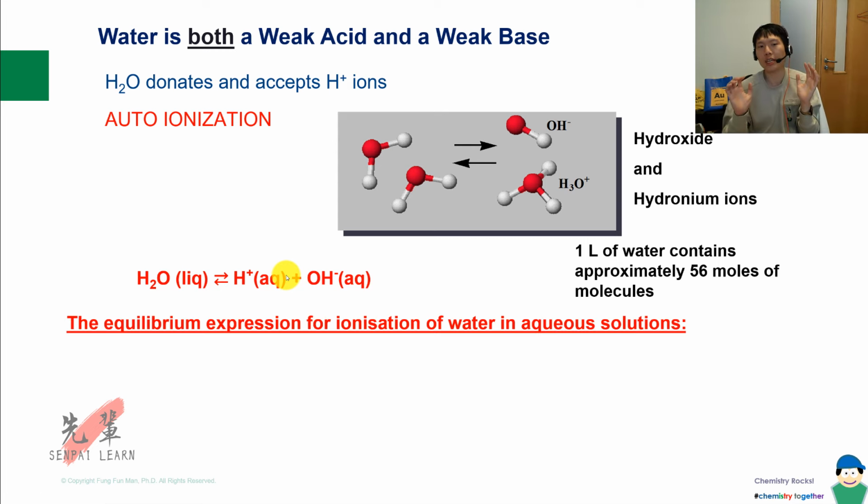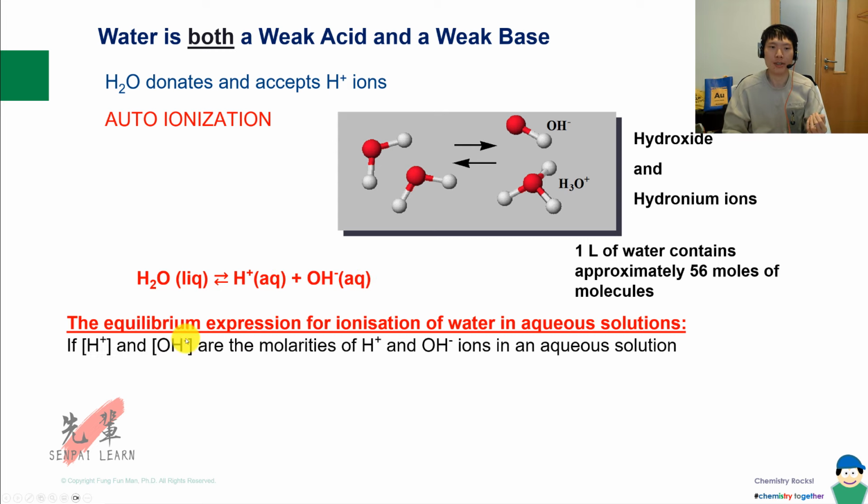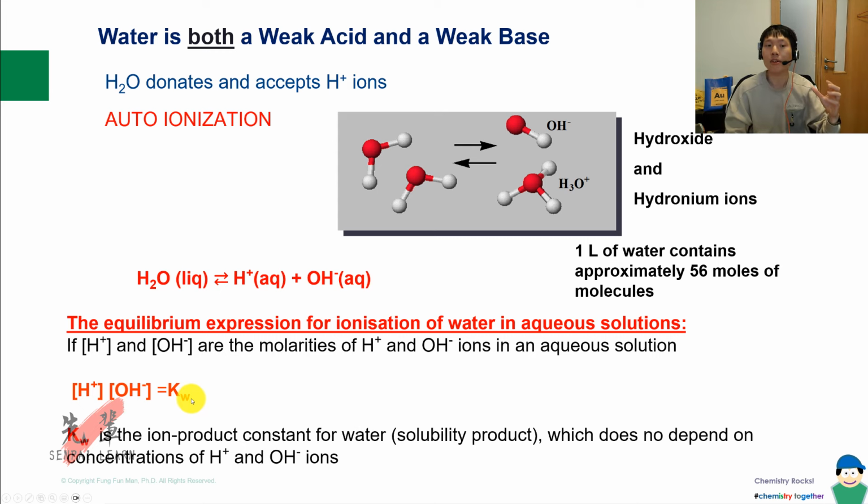So here we can show you the equilibrium expression for the ionization of water in aqueous solutions. These two represent the molarity of H plus and hydroxide. Learn a new equation. You multiply these two numbers, you get Kw, called the ionic product of water. Big K is a kind of equilibrium constant. It does not depend on the concentration, but it depends on temperature. At 25 degrees Celsius, the ionic product of water is this value: 1 times 10 power negative 14.